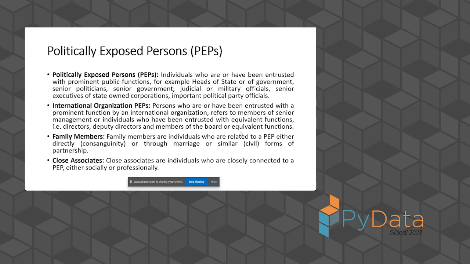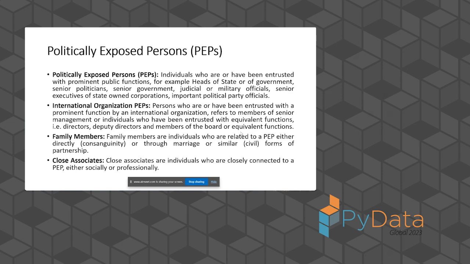The next concept is politically exposed persons, also short for PEPs. PEPs are individuals who have been entrusted with prominent public functions, for example, heads of state or government, senior politicians, senior government officials, military officials, senior executives of state-owned corporations, and so on.